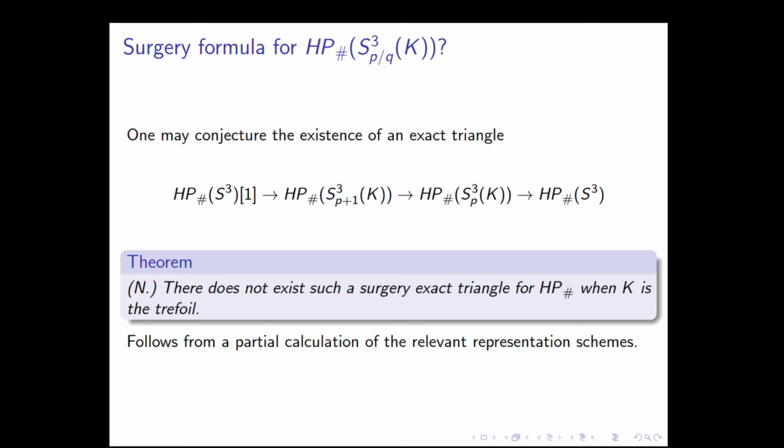Most of the representation schemes, at least for the trefoil, actually do turn out to be smooth by some miracle, just because the trefoil is quite simple. But there are a few exceptions. Essentially, I think it's when p is divisible by 12, so 0, 12, 24 surgery, etc. Those have singular representation schemes, and in those situations, I cannot identify the perverse sheaf, and so I can't compute the invariant in those cases. But at least the data from all the other cases is enough to conclude that this exact triangle could not possibly exist. To conclude, I'd like to offer some further directions for future research about these invariants.